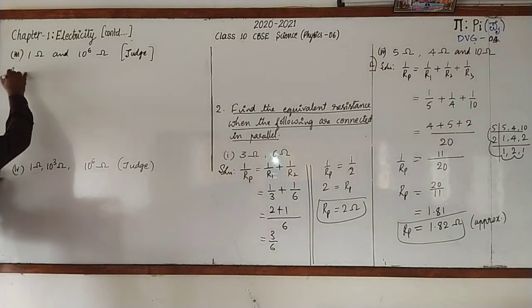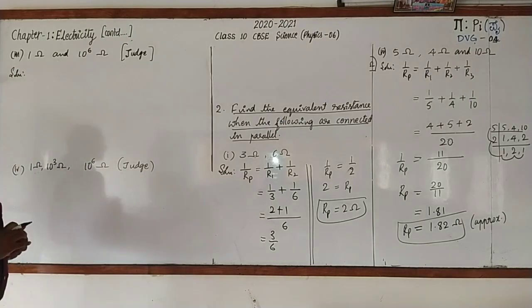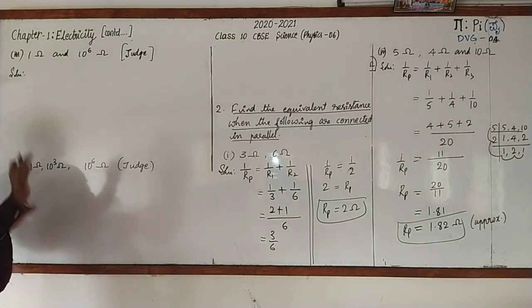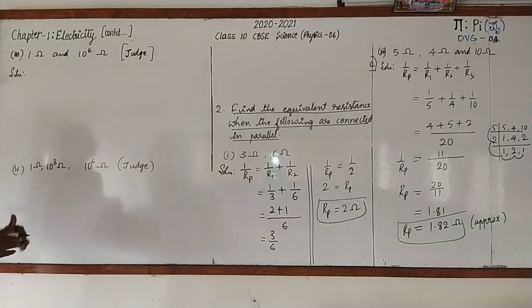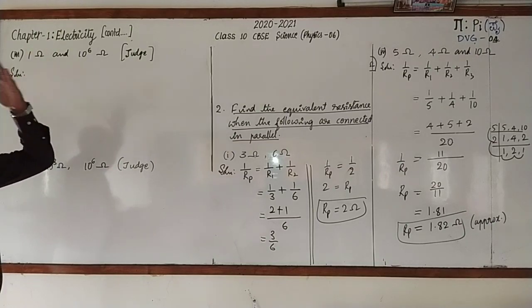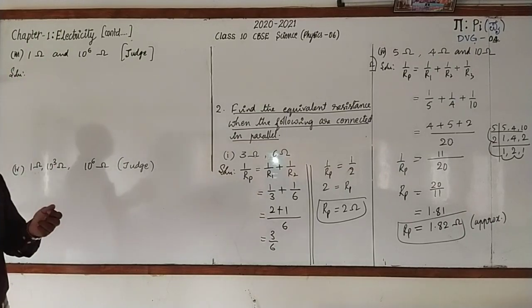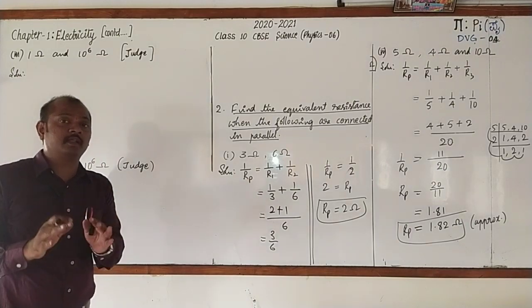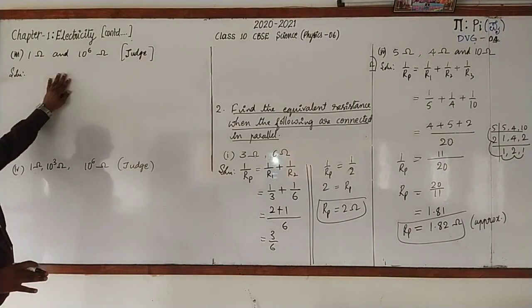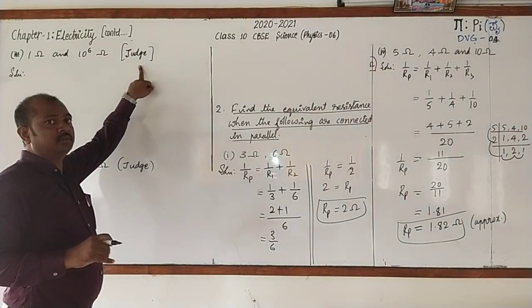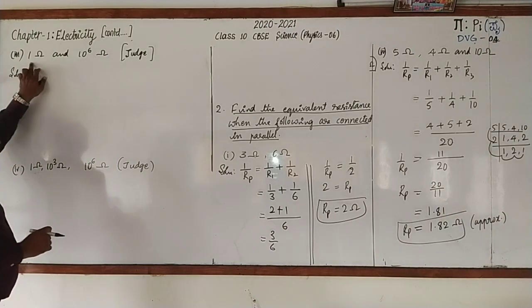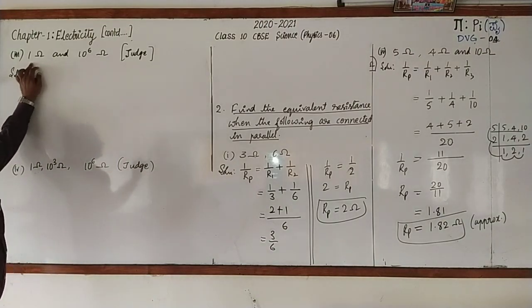Look here. They have given the resistors. One is a smaller value, just 1 ohm, and another one is a greater value, 10 raised to the power 6, that means 10 lakh ohm. When they are connected in series and parallel, what will be the effective resistance? And they have given some question. You have to judge also. The least one is 1. After getting the equivalent resistance, you have to compare with this one, whether it is greater than 1 or lesser than 1.